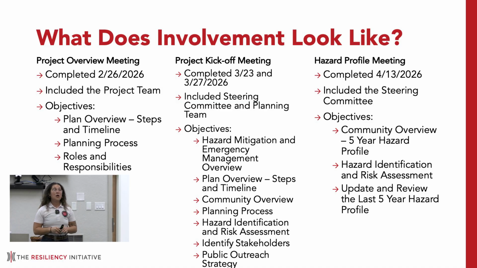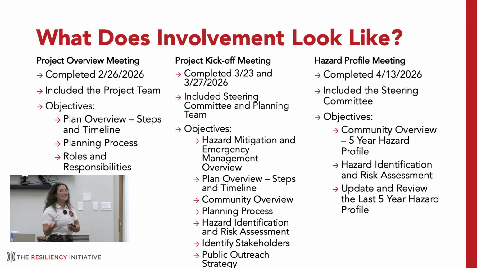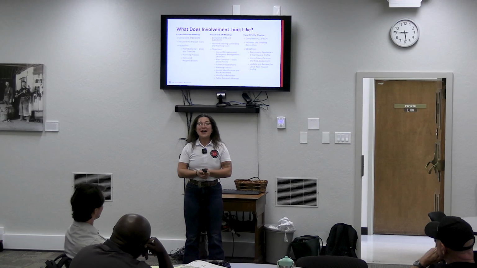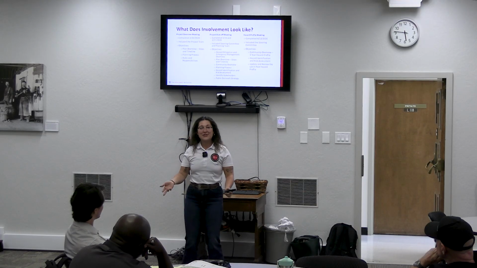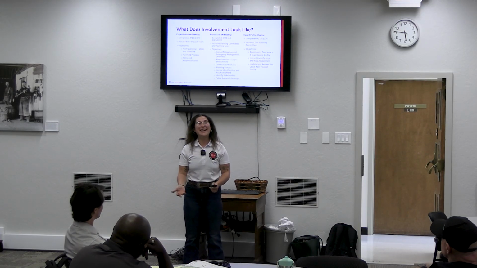And so what we did here is, again, that community overview and the review of the hazard profiles. The major change here is we did remove volcanic activity, which was in the 2021 update. We did decide that that was not a high-risk hazard for Calaveras County, given that y'all don't have any volcanoes.